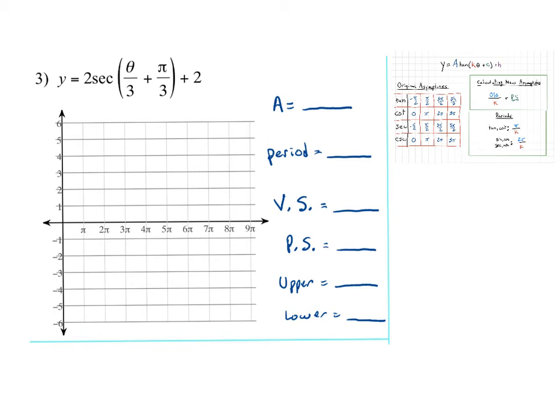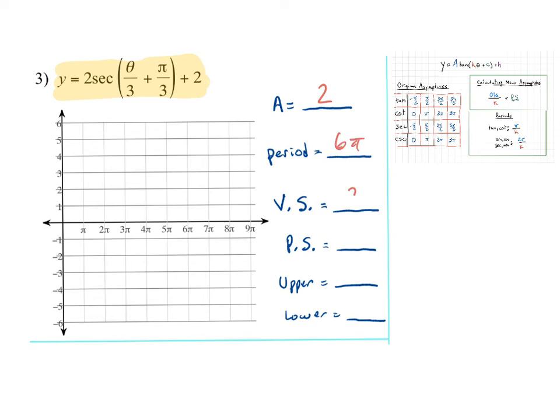So in our last example, we're trying to graph y equals 2 secant of theta over 3 plus pi over 3 plus 2. And as usual, we start getting organized by listing our information. The A number is 2. Since K is 1/3, I'm going to do 2 pi divided by 1/3, which is 6 pi.